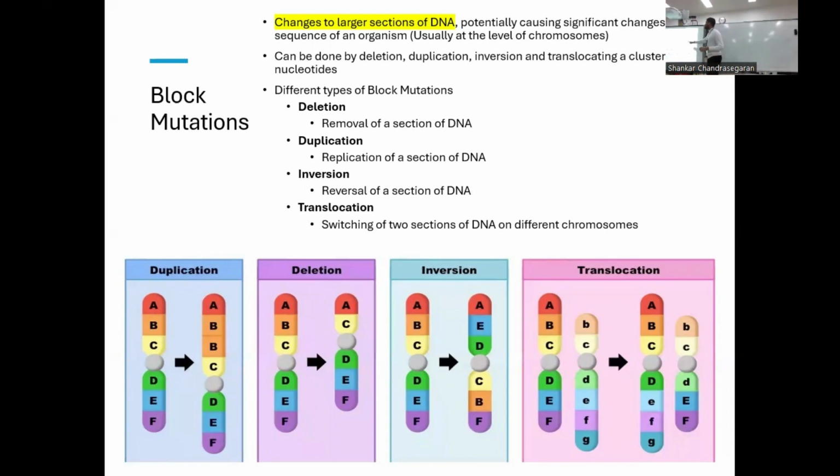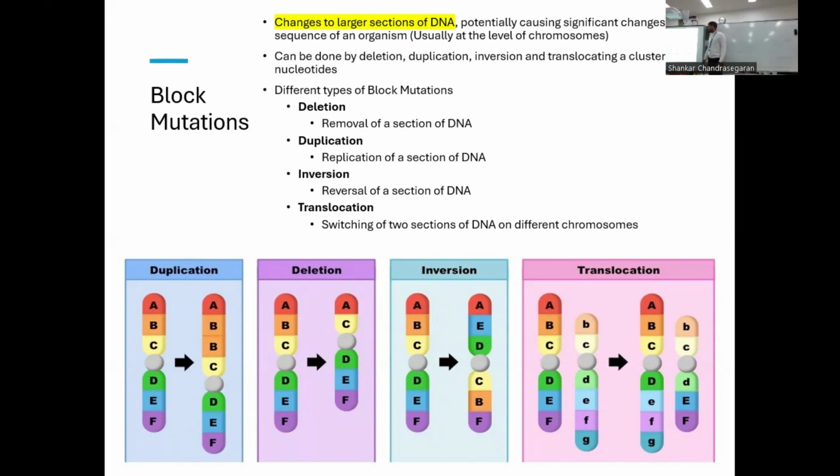Good. Right? So block mutations. This is a larger section of your DNA, so a larger section of nucleotides are being mutated. And this is significantly more dangerous because it can basically change an entire region of your nucleotides. And this is usually happening at the level of chromosomes, right? So this can happen in a few ways. One is as a deletion, which is a removal of an entire section of DNA from your sequence. Another one is duplication. This is when an entire sequence of your DNA is duplicated again.